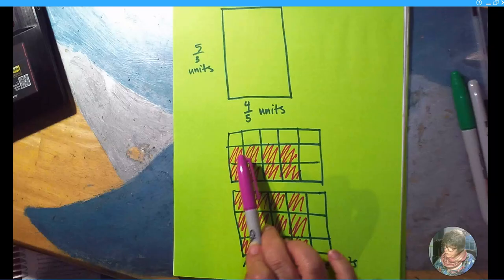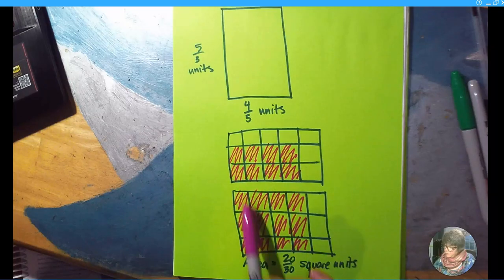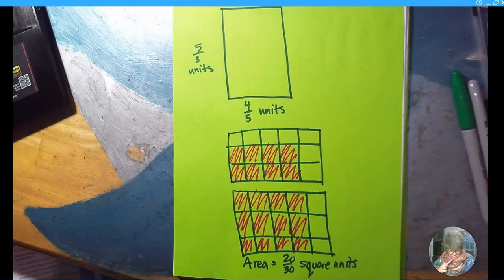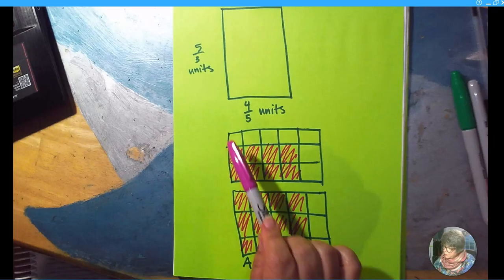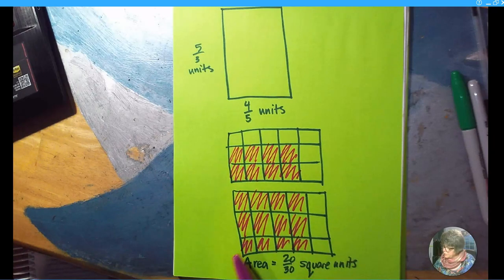I shaded 20 parts out of a total of 30 total parts. 1, 2, 3, 4, 5, 6. 1, 2, 3, 4, 5. So 6 times 5 is 30. Does that make sense to you?